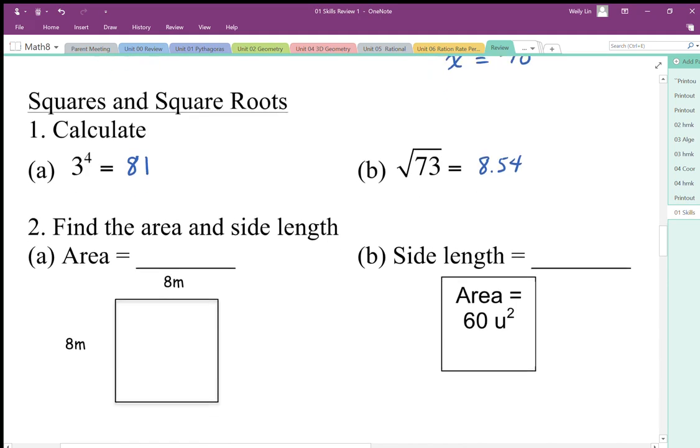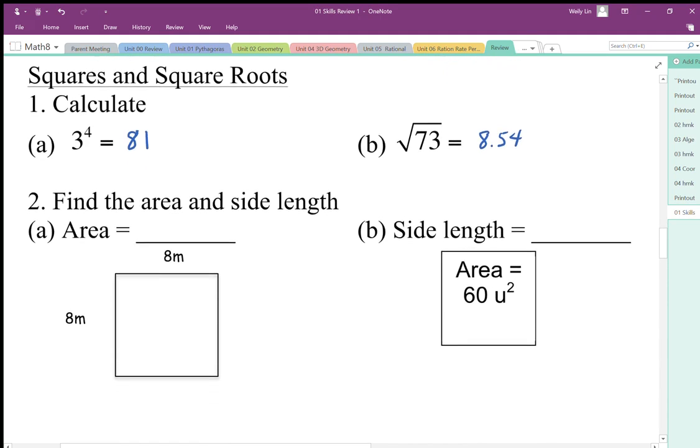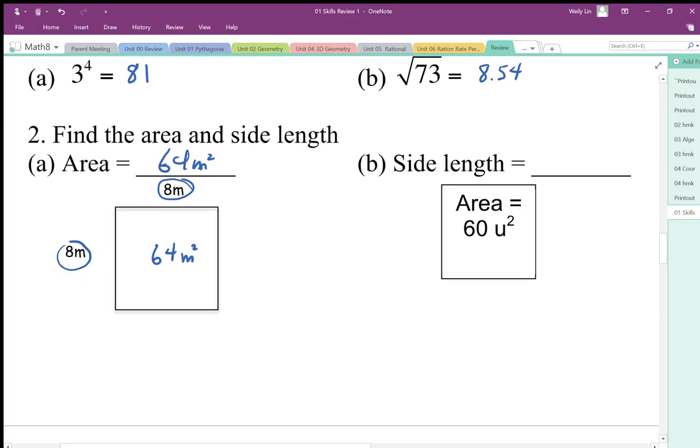Now the model we use for square power is area and side length. So when I square something, I'm going from side length, for example, a side length of 8. If I square it, I get the area of 64. So the area comes about from the side length squared. So there's my side length inside the brackets. That's a side, and this is area.